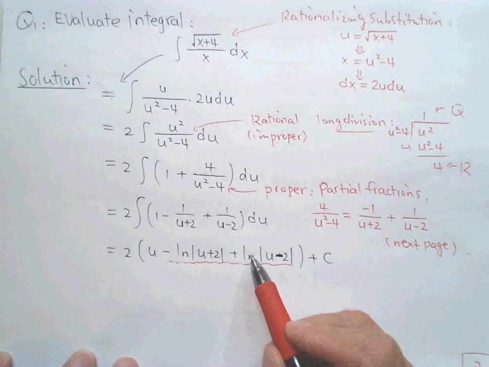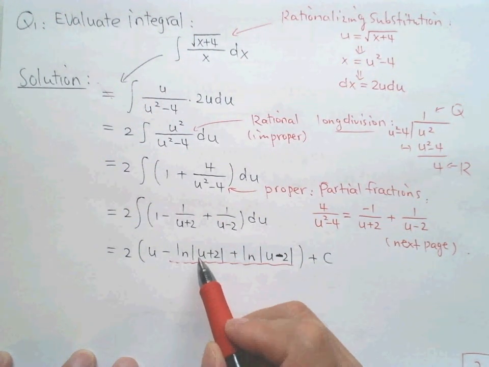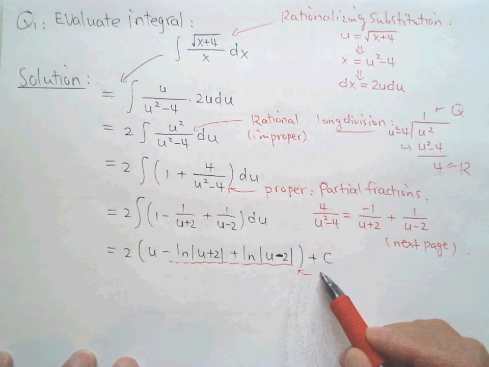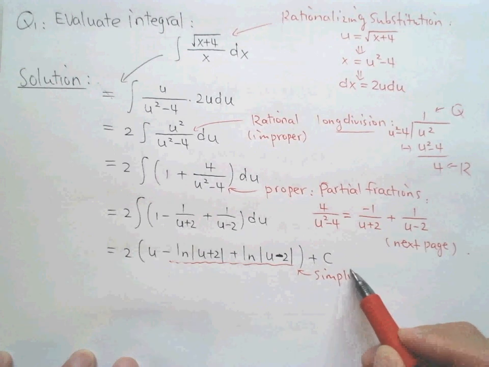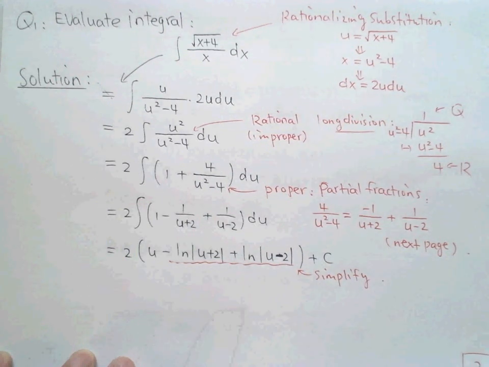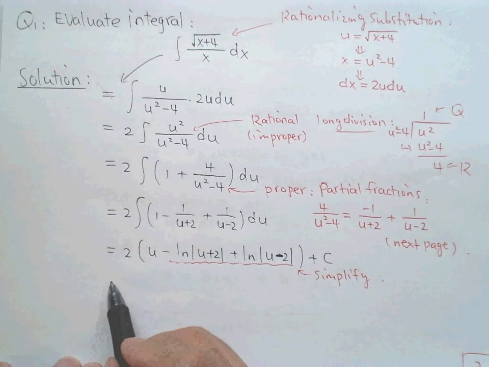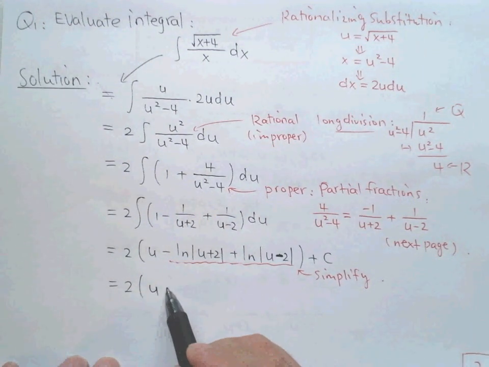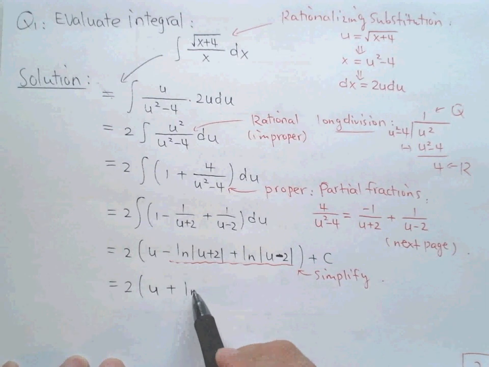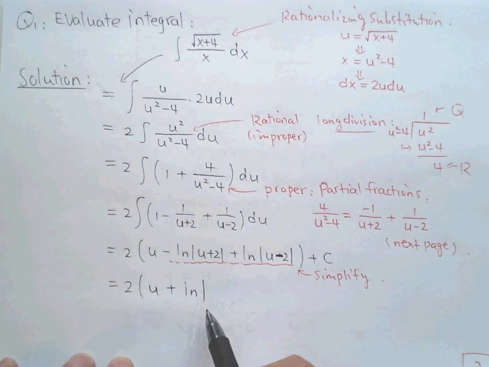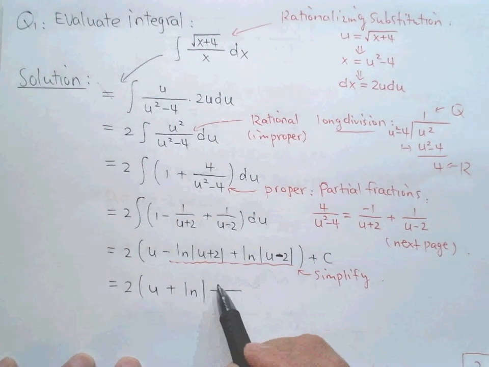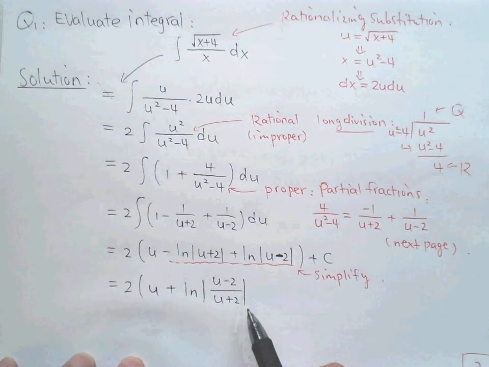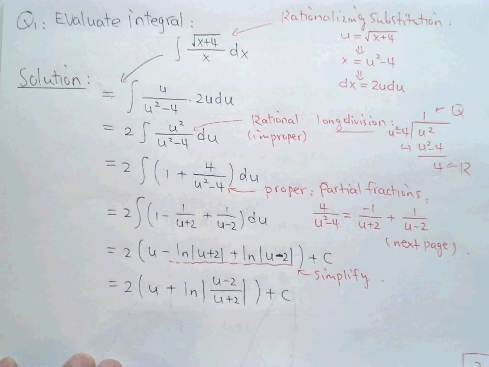Before we do back substitution, we can do a little simplification. If we put these two terms together, a minus b is a over b, the quotient rule of log, so we can simplify at least a little bit. After we simplify, we get 2u plus ln of the quotient. What is the quotient? The quotient is u minus 2 over u plus 2, and plus c.